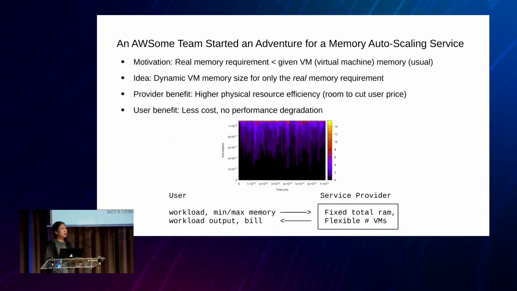Why do that? Because the service provider can benefit from higher physical resource efficiency. That is, they can serve more workloads with a given finite amount of memory, and with that they can have some room to cut user prices so that they can attract more users. And from the perspective of users, they will still have no degradation of performance, the same performance, but at less cost because the service provider could give them a price cut.